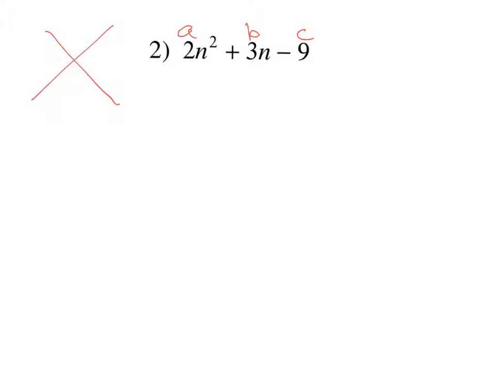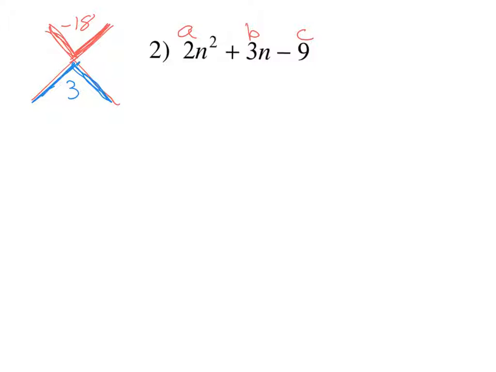So we know on top here, for this top piece, we're going to multiply A times C. So A times C, 2 times negative 9, that's how we get that negative 18. All right, what goes down here is always our B coefficient, which is going to be 3. So we need two numbers, two factors that when you multiply them, give you this negative 18, but when you add them, they're going to give you this 3.